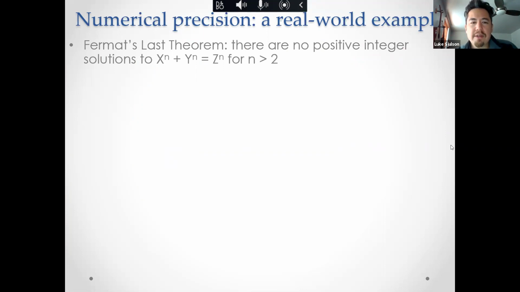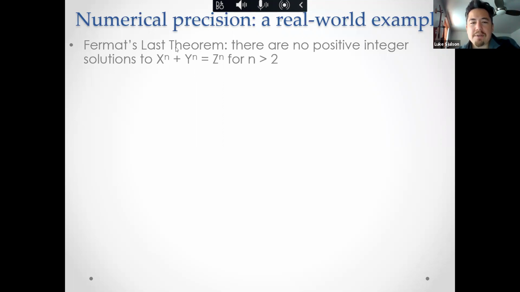So it illustrates the point. There's this famous theorem, Fermat's last theorem. What it says is that there are no positive integer solutions to this equation for n larger than 2. If n is 1 or 2, there's an infinite number. But if n is 3, 4, 5, if n is an integer, then there are no integers x, y, and z where this equation will be true.